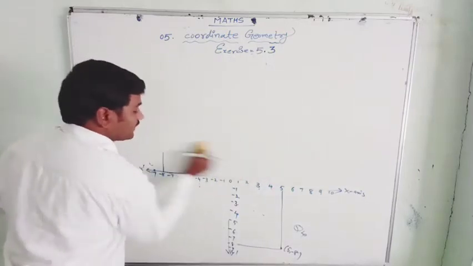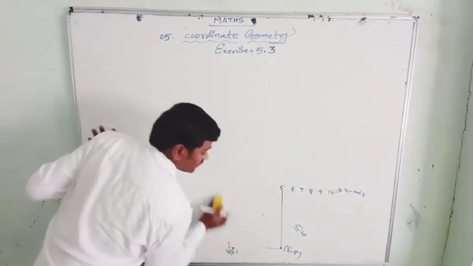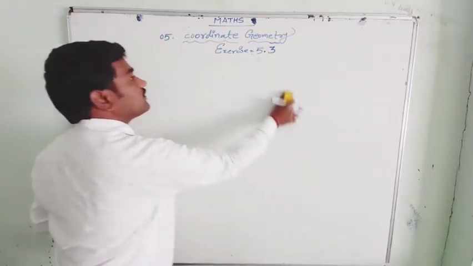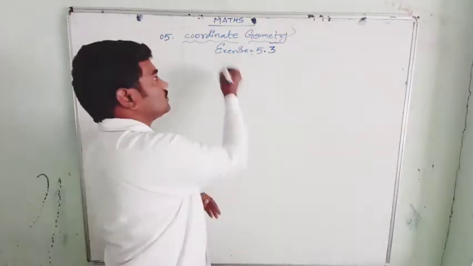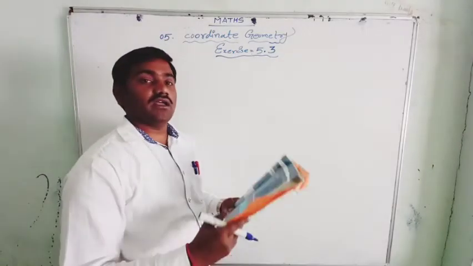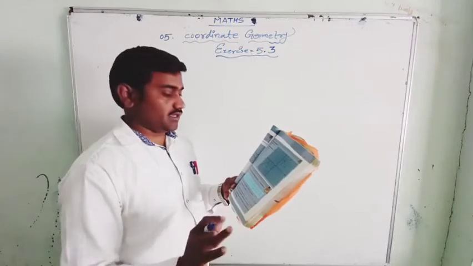This second problem is very important. Many times they gave it in the annual exam. Some children feel that both have the same numbers, so they are the same. No, they have the same numbers, but they are lying in different quadrants.